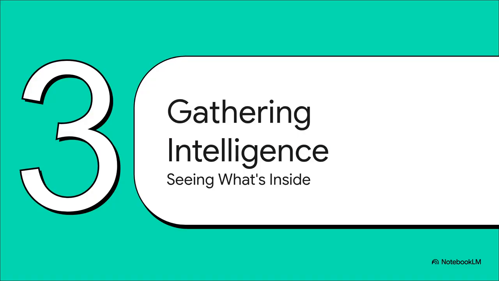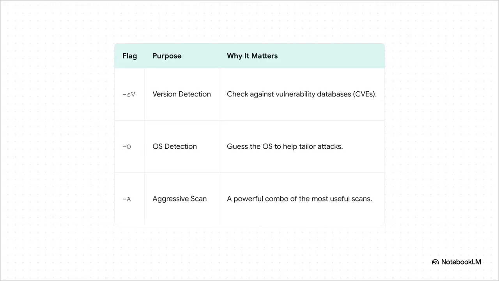Finding an open port is cool, but just knowing port 80 is open doesn't tell you much. Is it a modern web server? An old vulnerable one? To really get useful information, we need to gather more intelligence. It's time to peek inside that open door. And this is where Nmap really starts to feel like a superpower. We can add these little things called flags to our command to ask for more details. The SV flag asks, "Hey, what version of software are you running?" The O flag tries to guess the operating system. And then there's the A flag. That's the "Give me everything" button.